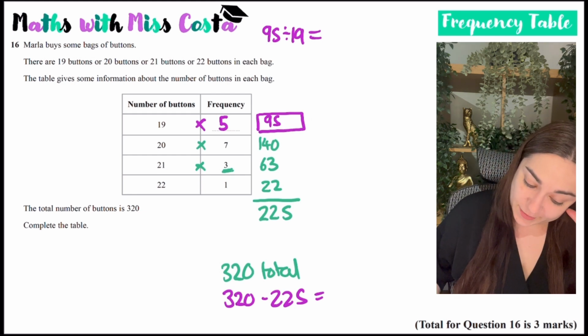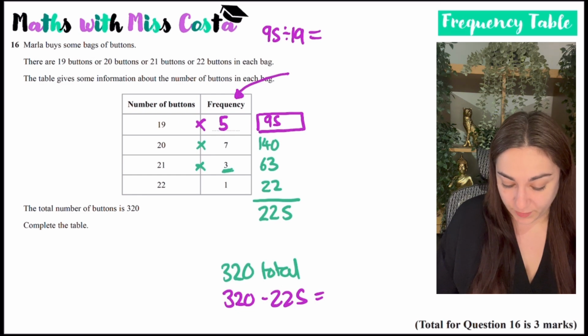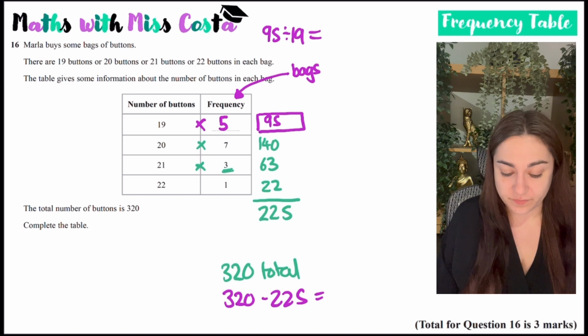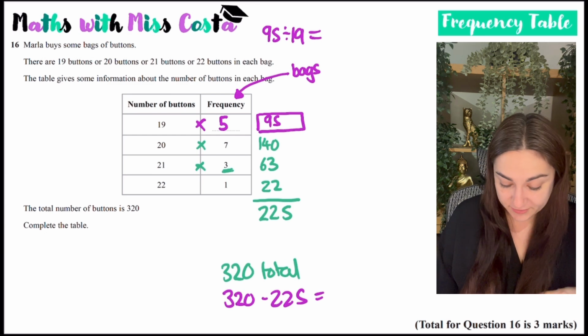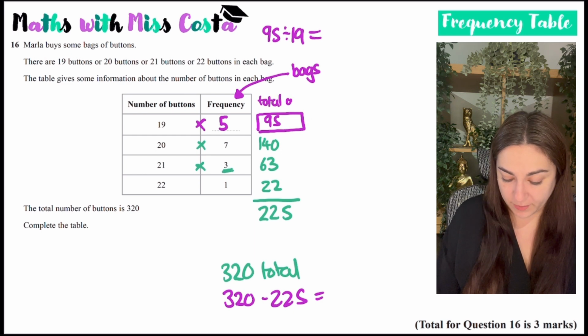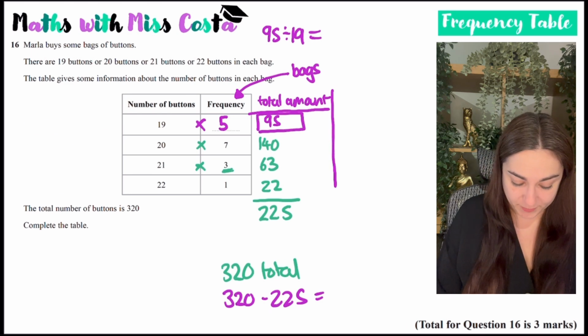95. So the key with a frequency table is understanding that it's talking about how many bags there are. So putting the question into context of the table. So 5 bags have 19 buttons in them each, 7 bags have 20, 3 bags have 21, and 1 bag has 22 buttons in them each. So the total amount of buttons is like this extra column that we could have. But that's how we'd work out a frequency table.